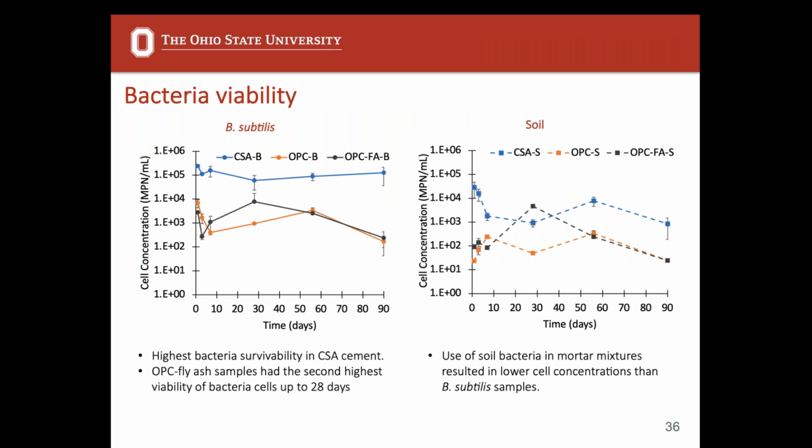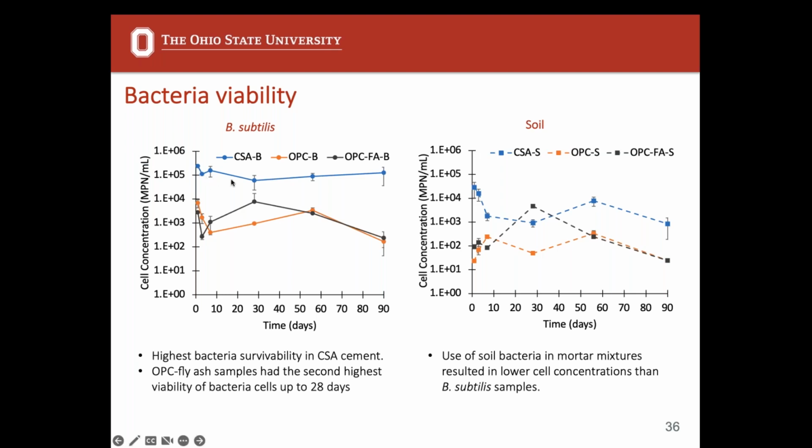Okay, so after mixing it into the concrete, we tracked changes in cell concentrations over time. We're showing the B. subtilis on the left and the soil sample on the right. And there's a couple things that you can see from this. First, there's no difference in performance between the OPC and the OPC using fly ash. So essentially, fly ash, despite having heavy metal content, does not harm the bacteria, and we can use this SCM without hesitation with this system.